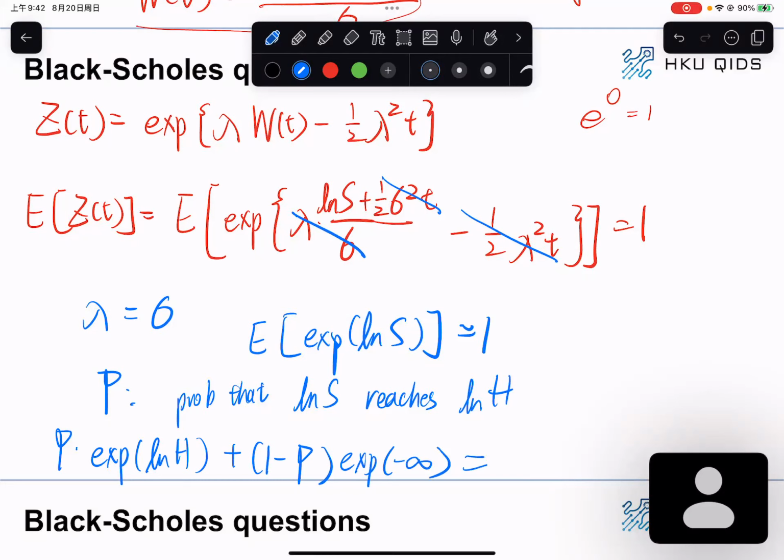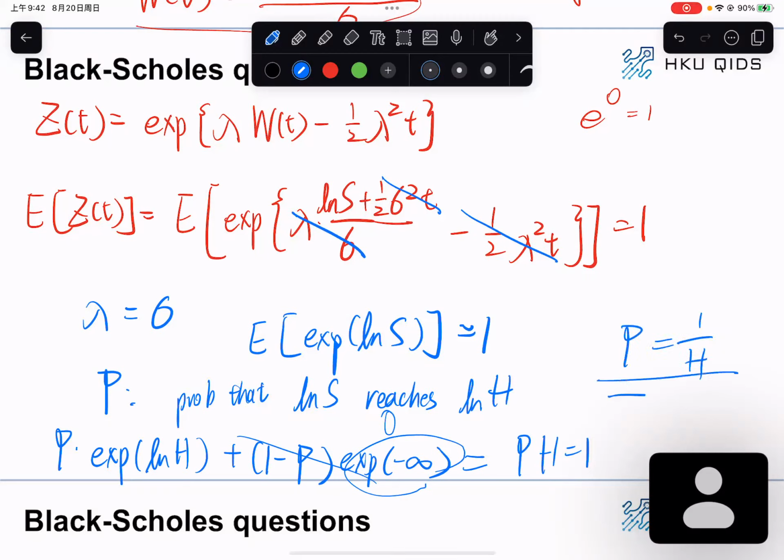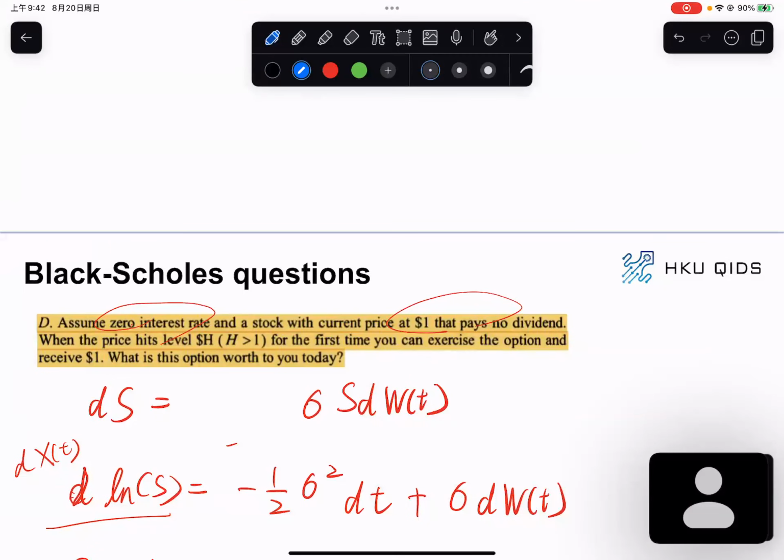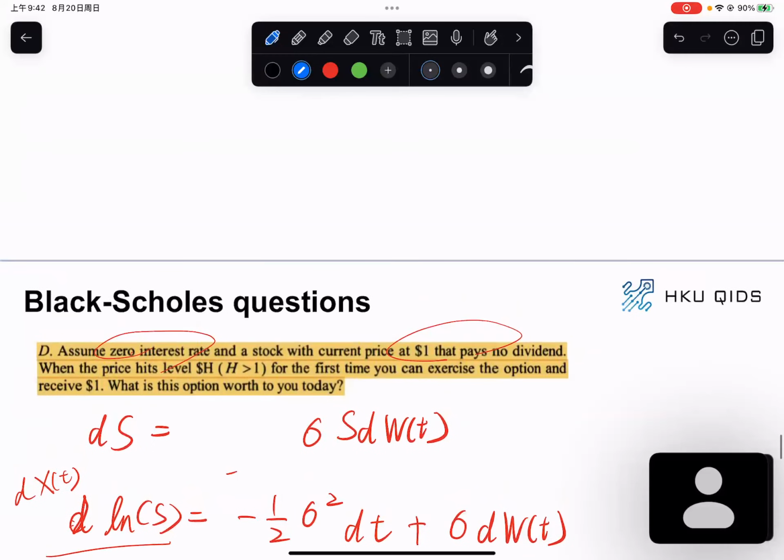And we know this part is just 0, so we cancel it out. So this is equal to 1. So we have p h equal to 1, and the price should be 1 over h. Okay, so this is the price. So this should be received h, okay? Because if you receive 1, then according to the time value, it's not so valuable, okay?